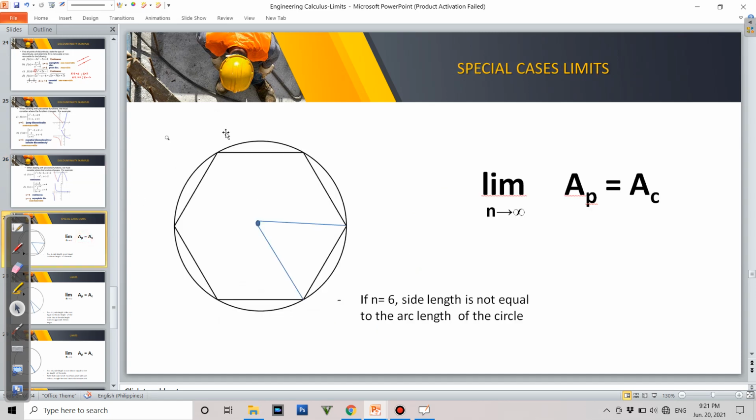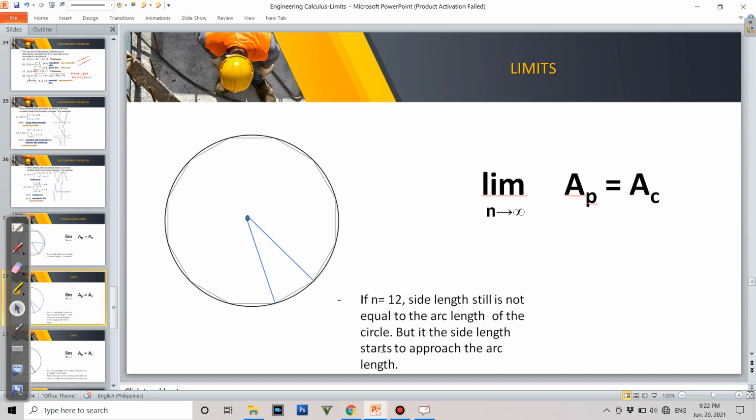Okay, so there are also special cases limits, wherein limits as n approaches infinity, the area of the polygon will be equal to the area of the circle. So if n refers to the number of sides, that is inscribed in the circle, the side length is not equal to the arc. Itong linya na to could not be equal to this. Siyempre, mas mahaba tong kurba na to. Okay?